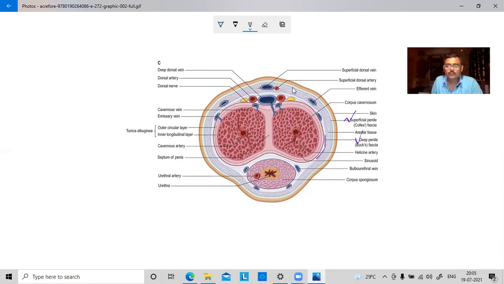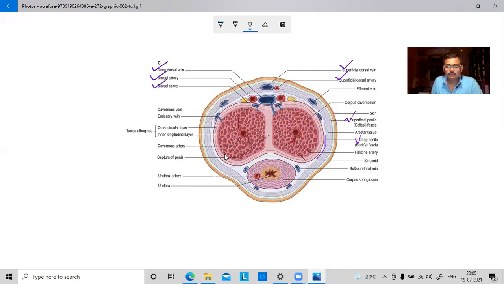In between the skin and the deep fascia, there are two structures present: the superficial dorsal vein of the penis and the superficial dorsal artery of the penis. Underneath the deep fascia are a single midline deep dorsal vein and a pair of dorsal arteries lateral to the deep dorsal vein, and lateral to the artery is where the deep dorsal nerve of the penis is present.